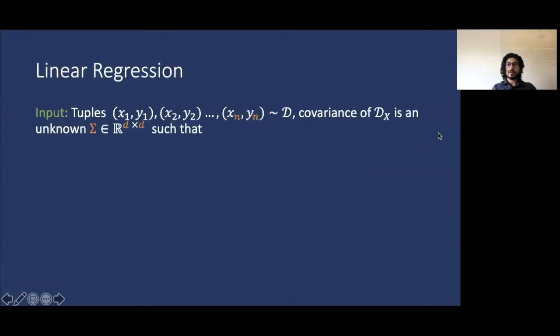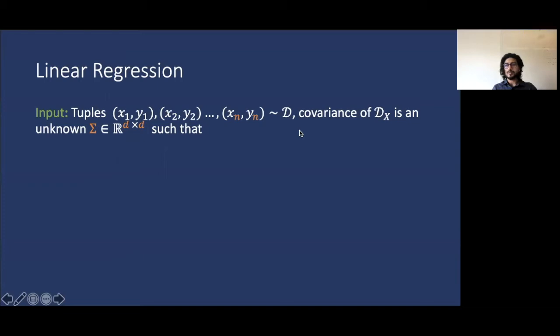In the canonical linear regression problem, we are given as input n samples, where each sample is a tuple of the form (x_i, y_i), where we refer to the x's as the covariates and the y's as the response. Each of these is sampled from some distribution D. We also assume that the covariance of the distribution, when restricted to the covariates, that is the x's, is an arbitrary unknown d by d PSD matrix Sigma. And we also assume that the mean is 0. We can reduce to this case without loss of generality, so let's not worry too much about that.